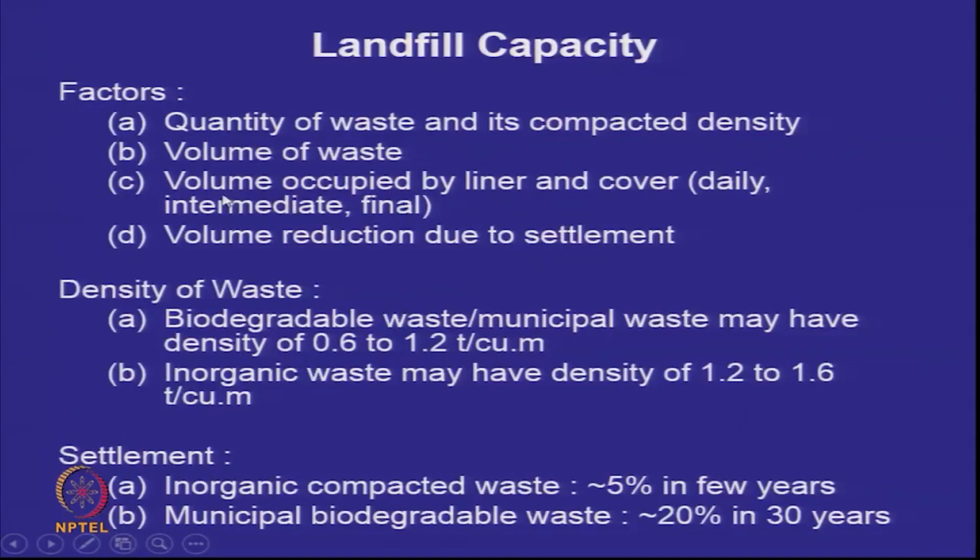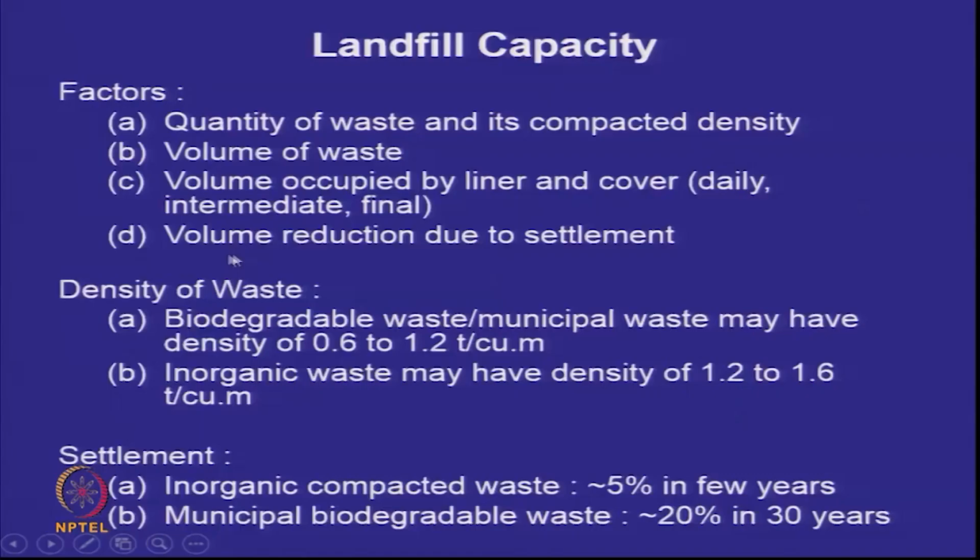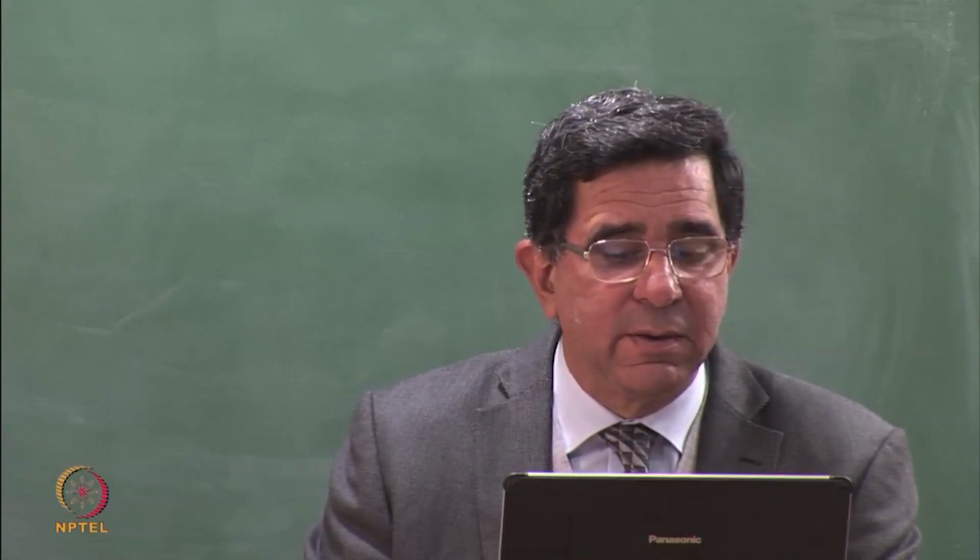Over and above the volume of the waste will be the volume occupied by the liner and the cover, because every day they are coming into position, and some volume will reduce due to settlement. That means as biodegradation goes on, you will have more airspace created. So, the density of municipal solid waste, and please remember that I am talking of the green waste and the food waste, is between 0.6 to 1.2 tons per cubic meter. In soil mechanics terms, this is the total unit weight.